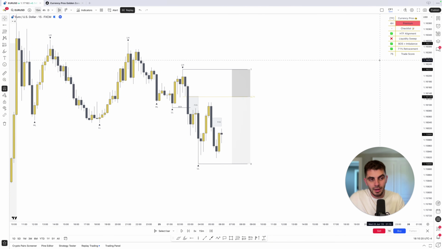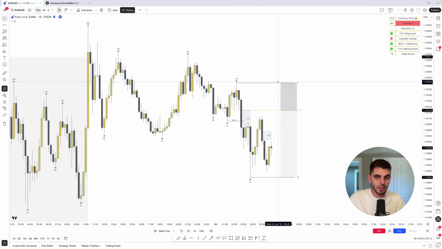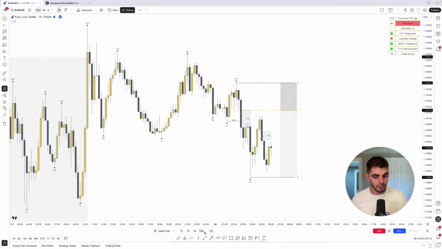Now, unfortunately, I'm going to have to leave the next piece of criteria still deselected because we don't have a liquidity grab here. Now, like I said, a liquidity grab is basically a false break of structure. So we'd want to see this high purging liquidity from a previous high. We don't see that here.